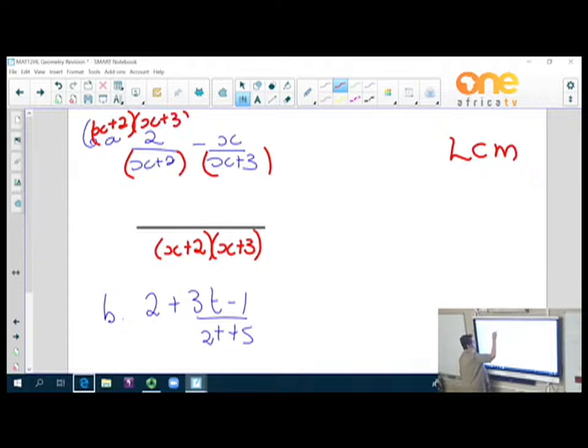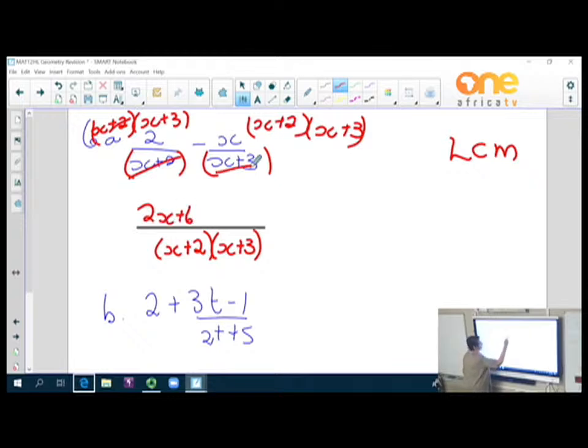Do not be lazy for this step. Otherwise, you're going to struggle. (x plus 3), and cancel. So this one cancels out. Then you have 2x plus 6. Here, this one cancels out.